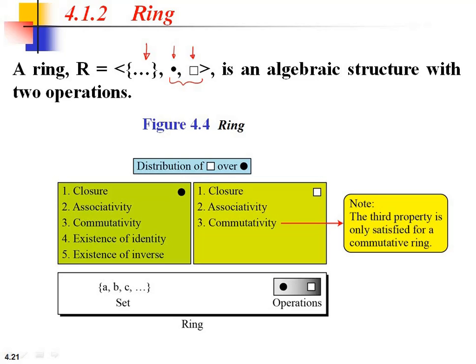Okay, so I hope this part is clear. There are 2 operations for the ring, say dot and the square operation. The dot operation satisfies all the 5 properties, while the second operation should at least satisfy the 2 properties, that is closure and associativity, and if it also satisfies the commutative property, then we will say that it is a commutative ring.